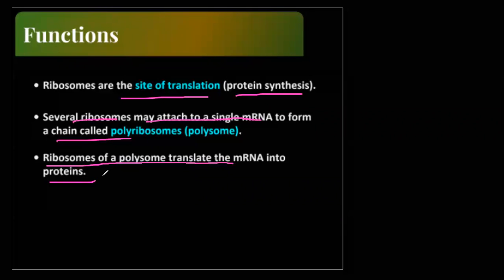Several ribosomes may attach to a single mRNA to form a chain of ribosomes known as polysomes or polyribosomes, and the ribosomes of a polysome translate the mRNA into protein. Clear with that?